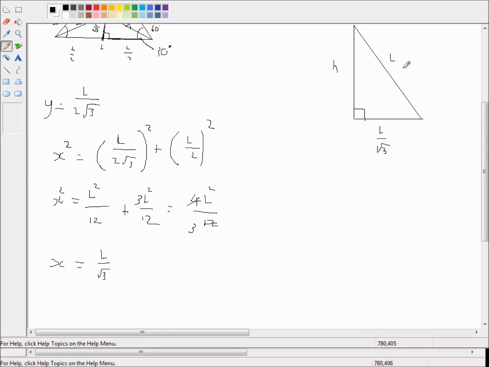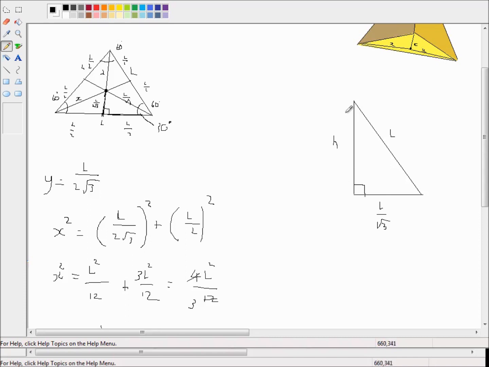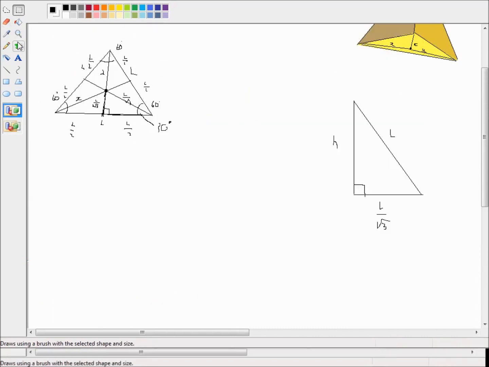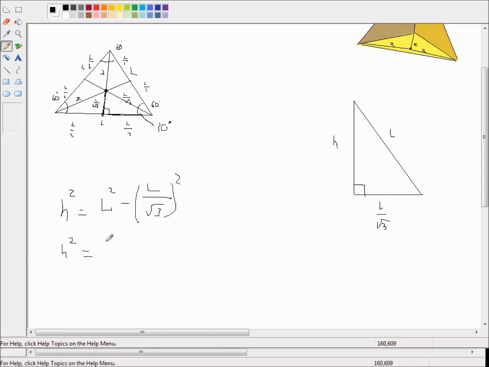And look, we now have 2 lengths of a right angled triangle, so we can finally get the height of the actual tetrahedron. Again, we're just using Pythagoras' theorem. So h squared is equal to L squared minus L over root 3 squared. So the height squared is equal to L squared minus L squared over 3.